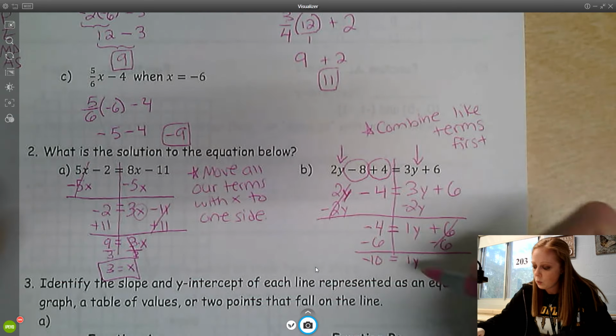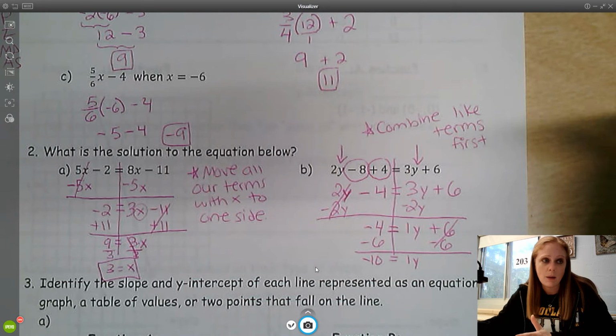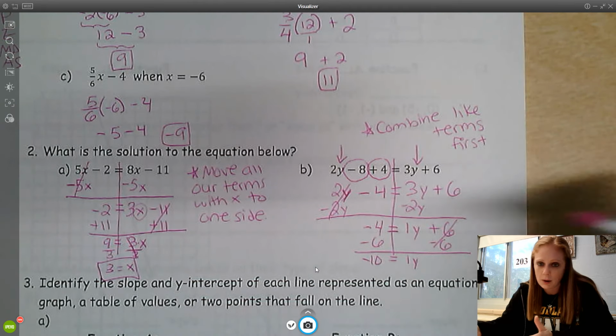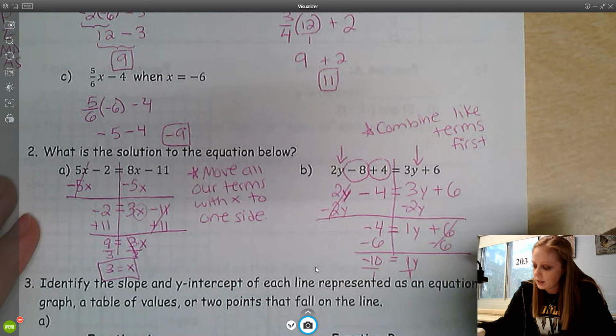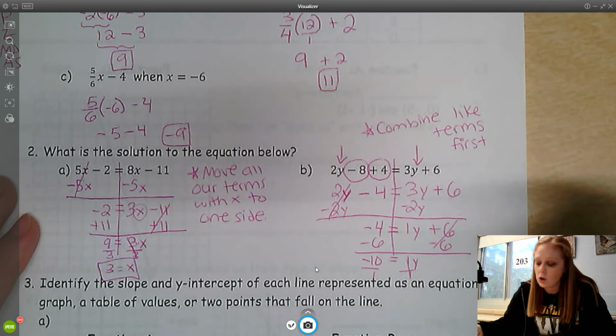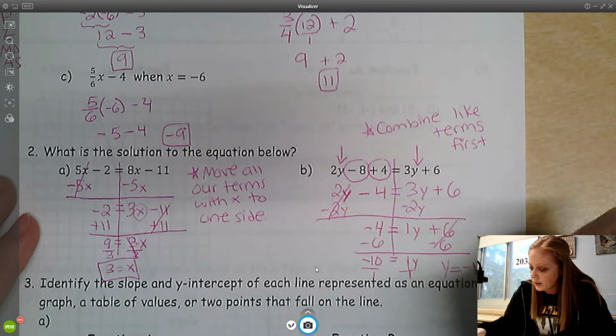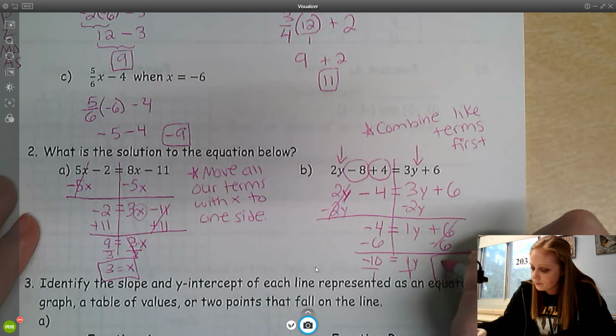Alrighty, and 1y equals negative 10. I mean, that's the same thing. We could divide both sides by 1, but you're going to just get the same thing, negative 10. That 1 could be an invisible coefficient. So we end up with just y equals negative 10.